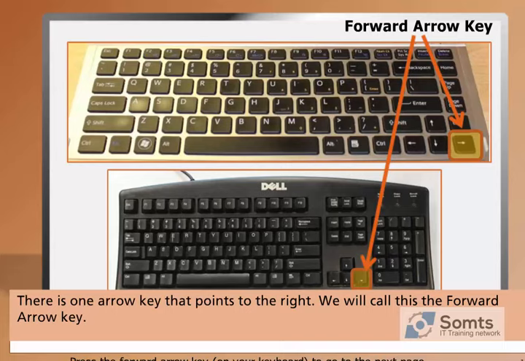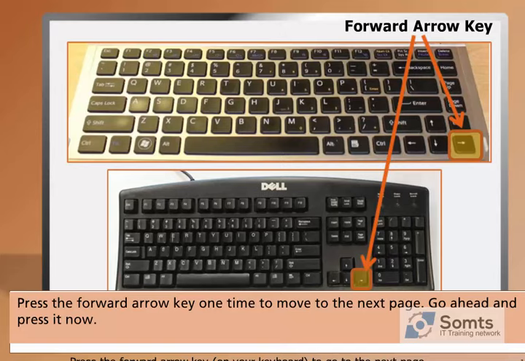There's one arrow key that points to the right. We will call this the forward arrow key. Press the forward arrow key one time to move to the next page. Go ahead and press it now on your keyboard.